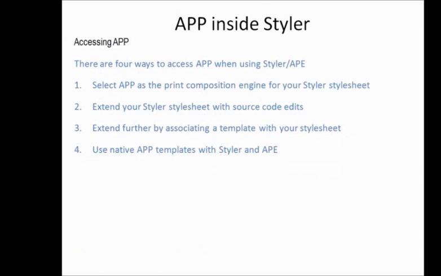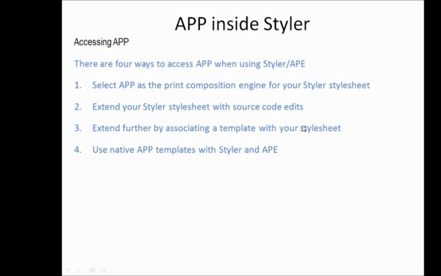Okay. So to summarize the ways that APP can be used inside Styler or accessed inside Styler, both for existing Styler and Arbortext users and APP users looking at some of the other functionality of the Arbortext suite. You can select APP as the composition engine for your Styler style sheet and then build up the style sheet from the user interface. Obviously that uses APP in the background, but you don't see any APP code. It's all done through the Styler GUI.